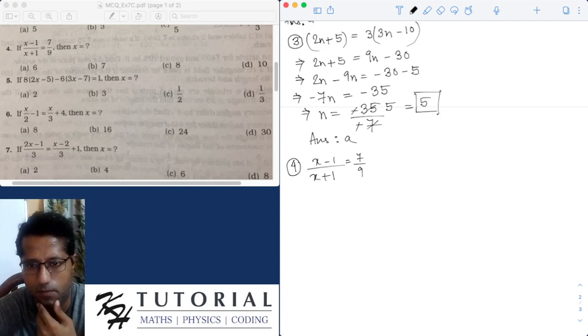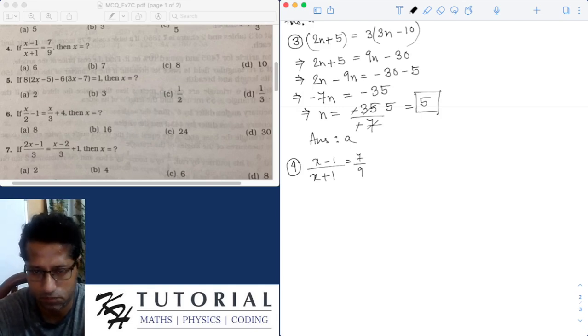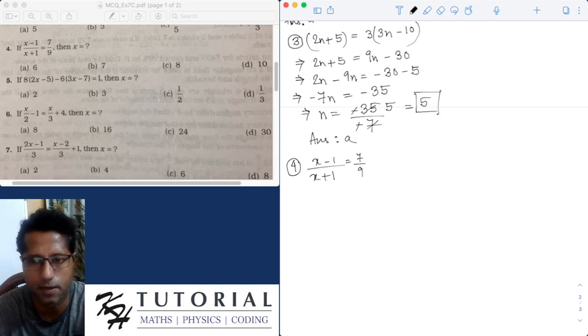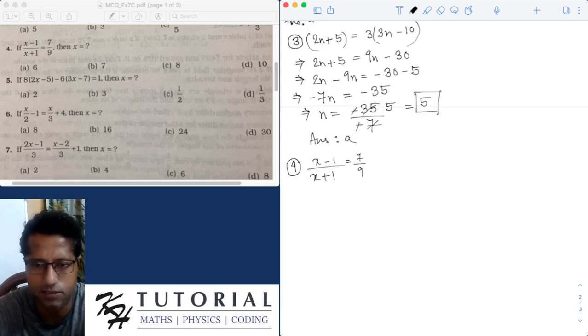We can multiply both sides. Now you can say, the right hand side is a constant 7 by 9, which has a constant denominator 9. But the LHS is also in the form of a fraction, and the denominator has x plus 1. So x plus 1 is a variable, it's not a constant term. How will you find the LCM of x plus 1 and 9?